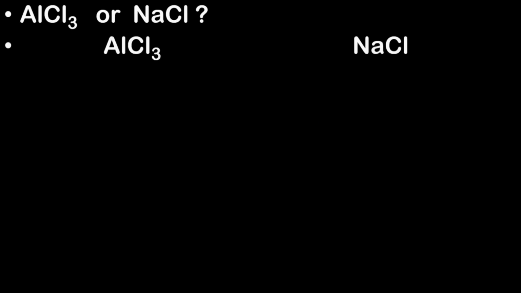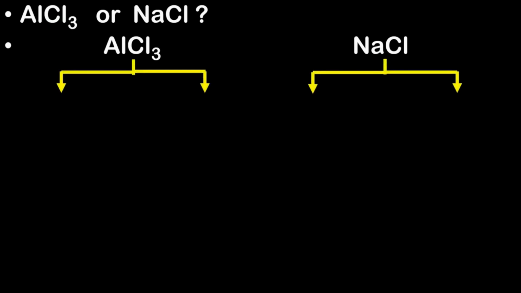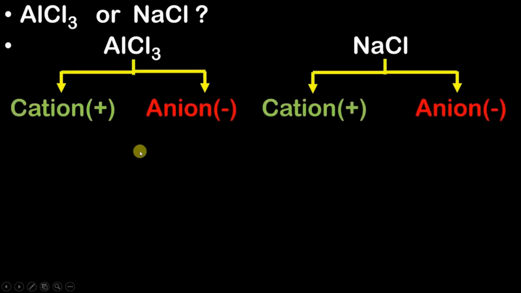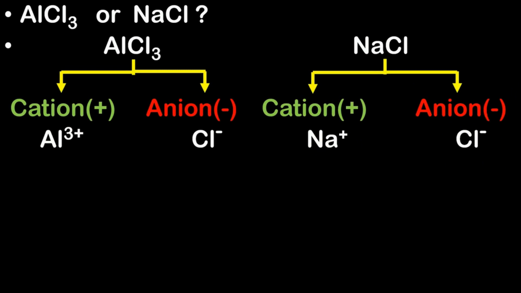First of all, our first job is to find out the cations and anions. The cation for AlCl3 is Al3+, and the anion is Cl-. For NaCl, the cation is Na+ and the anion is Cl-. Clear? Now, we need to compare the charges. First of all, let us compare the charges of the anion. Cl- has a charge of minus 1.